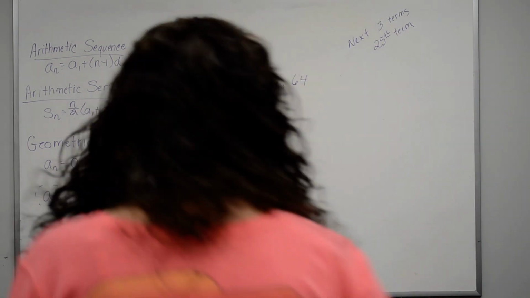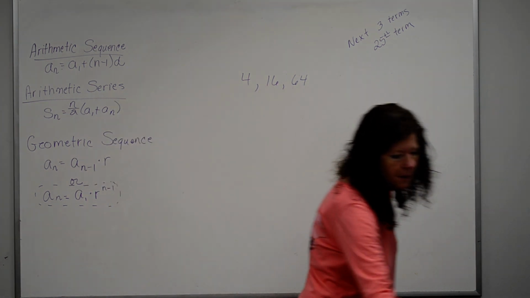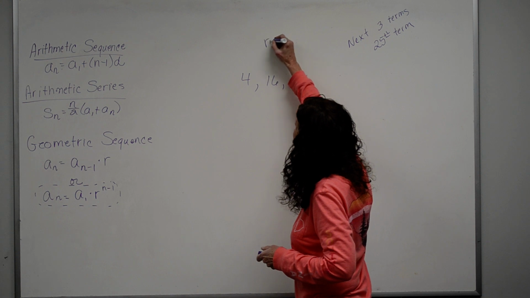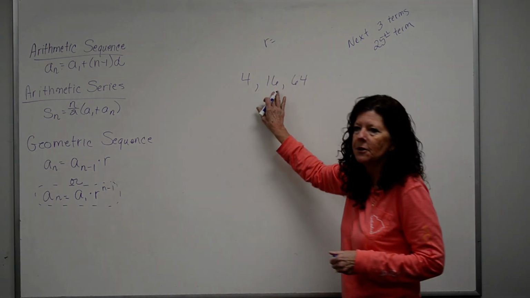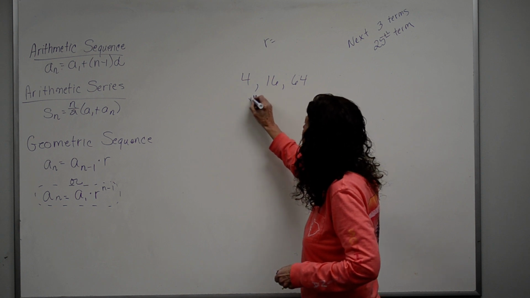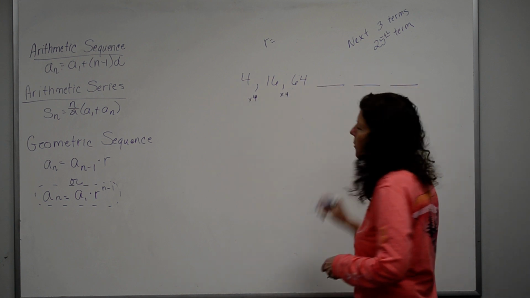Okay, if you're talking geometric sequence, you're talking about multiplying by the same thing. So what is your common ratio, or your r? What are you multiplying by to get to the next number? 4. Okay, so if I multiply by 4, what are my next 3 terms?